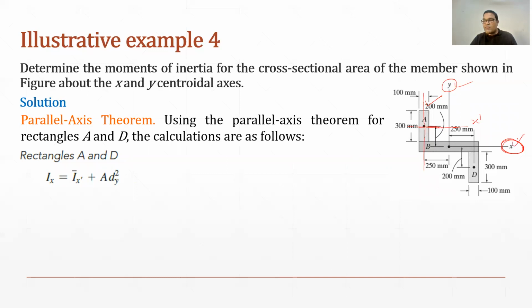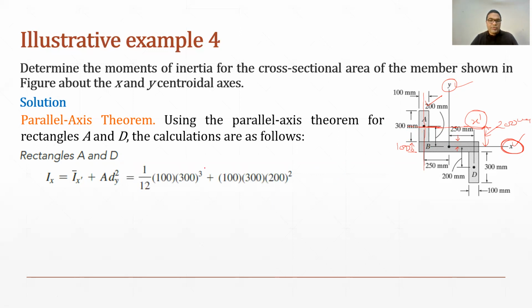So first we will take the case of x1. Parallel to this x-axis, it has a parallel axis x dash, which is passing through the centroid of this area A, and the distance, this one is 150, plus, this is 150, and this value will be, I think, 100. So 150 plus half of this distance. So this becomes 200. So this distance will be 200 mm.